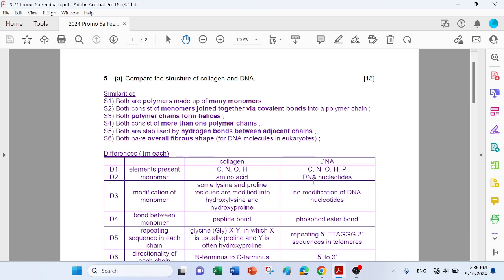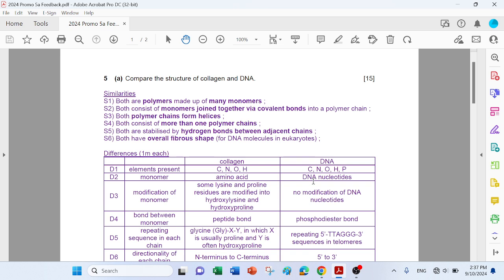Okay, so for the similarities, I don't think I need to explain too much. They are both made up of many monomers joined together to form polymer chains, and the joining of the monomers is via covalent bonds. Of course, the monomers are different, the covalent bonds are different, but the idea that they are both polymers formed by covalently joined monomers, these are similarities.